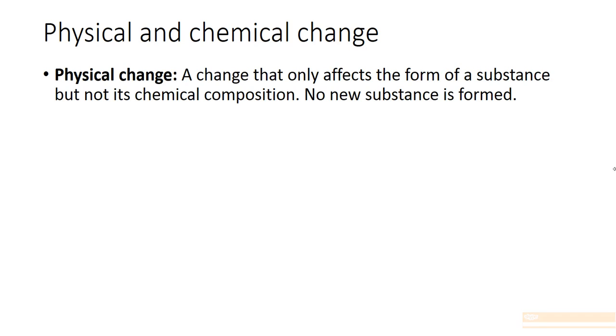In a physical change, it is a change that only affects the form of a substance, but does not affect the substance's chemical composition. In other words, no new substance is formed. For example, if you are melting water, so you have ice and you want to melt it into liquid. You are just melting it from ice form to liquid form, but it is still water. The chemical composition is still water, whether in ice form or in liquid form.